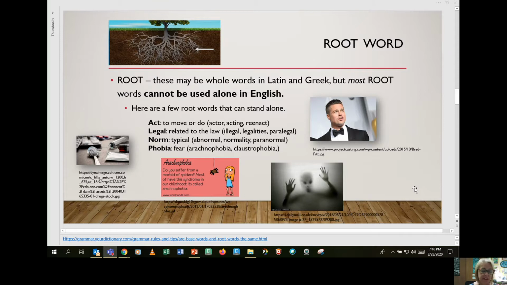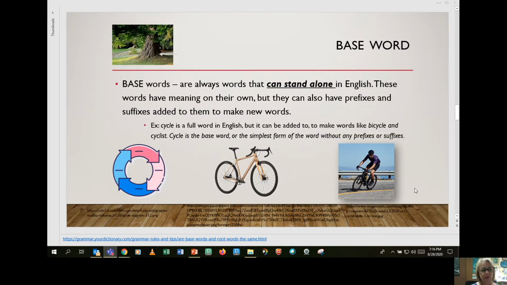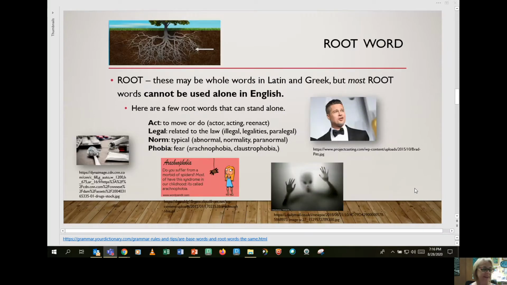Some of the other words are legal, norm, phobia. These are all root words. Now, base words, and you're going to hear people that use these interchangeably, okay? Don't worry too much if they say root or base words. You hear that a lot. It's just kind of like in grammar, you hear progressive and continuous, and they mean the same thing, okay? It's continuing, it's progressing on. So a base or a root word just means a word that you're building other words with, okay?